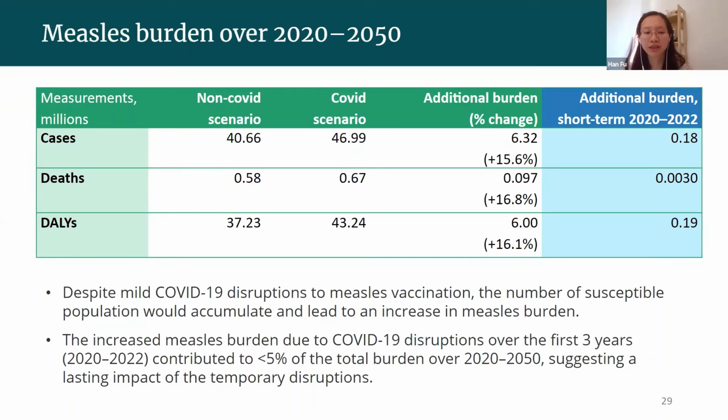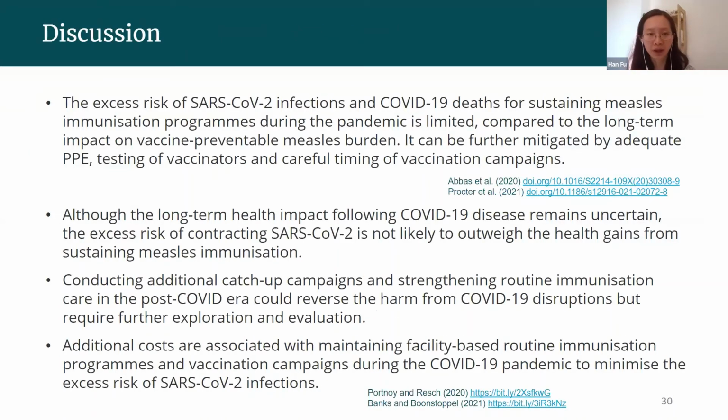Which suggests that there's a lasting impact of the temporary disruption. So also in this study, we didn't directly estimate the excess risk of SARS-CoV-2 infection for sustaining the immunization program. But from the previous study and what Kaja has presented, the risk of SARS-CoV-2 infection is very limited compared to the long-term effect we found on the vaccine preventable measles burdens.